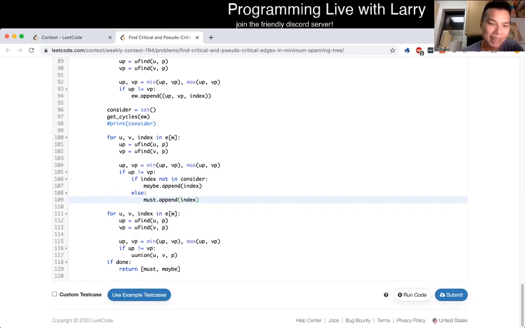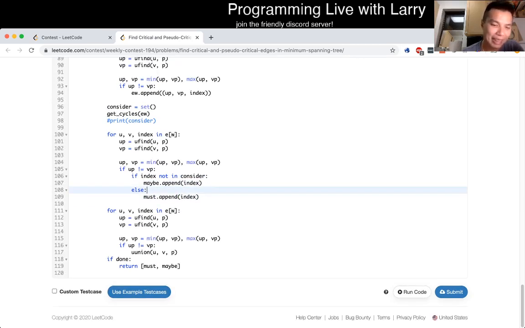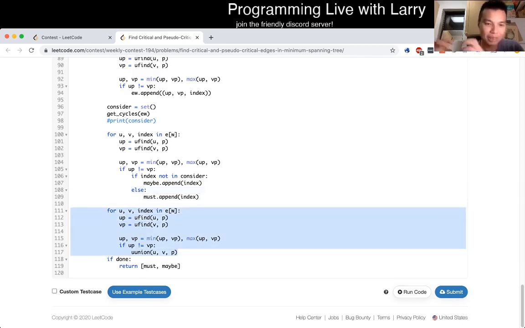But basically, yeah, if it's in the things that we are in, then we put it in must. If it is not in it, then we put it in maybe. And then after that we just update the graph with the union find.